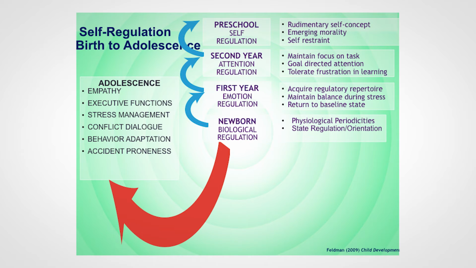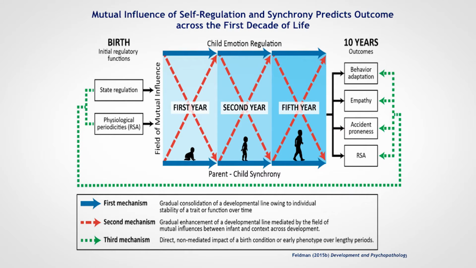from infancy to adolescence. We then used some complex mathematical modeling, and we found that there are cross-time mutual influences between synchrony and emotion regulation. So that better synchrony at one stage leads to better emotion regulation at the next stage, leading back to better synchrony at the third stage, and vice versa. And those mutual influences between synchrony and emotion regulation set the trajectory of development on a more optimal path.